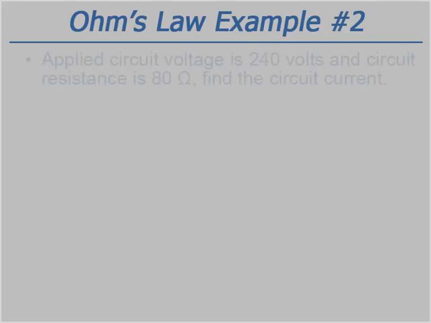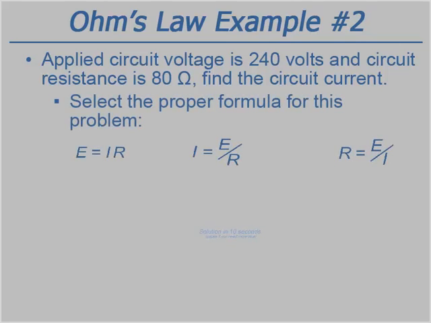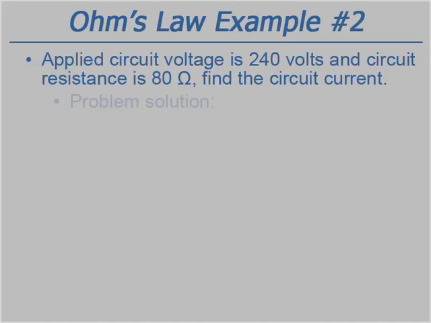In this example, find the circuit current for an electrical circuit which has an applied voltage of 240 volts and a circuit resistance of 80 ohms. Select the proper formula to solve this problem. Since the electrical circuit's applied voltage and resistance are known, using the Ohm's law formula for current is correct.